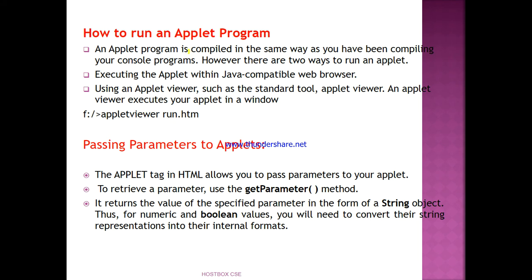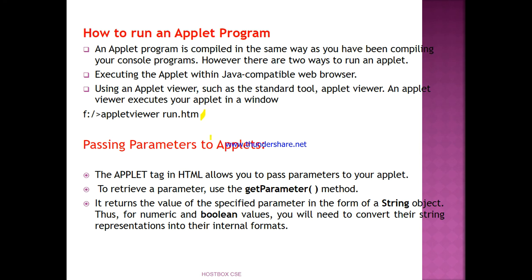Then, how to run an applet program? An applet program is compiled in the same way as you compile your console programs. Here, you execute the applet with a Java-compatible web browser, or you can use the applet viewer. It's a standard tool, and the applet viewer executes your applet in a window. For example, appletviewer run.html. Just now I told the example of hello: hello.java, then hello.html, like that.